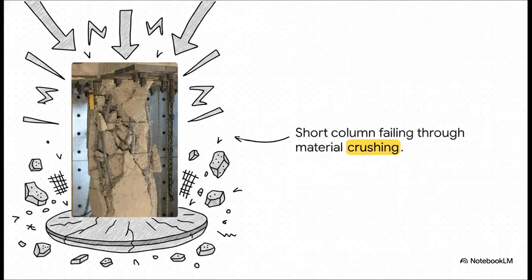When a short column crushes, the sheer destruction is incredible, even if the column wasn't overly tall. If the compressive load is too great, it's game over. The raw material itself, the concrete and the steel, literally yields and crushes under the immense pressure, causing the entire column to pancake right in on itself.